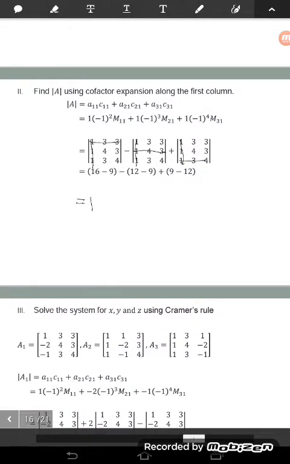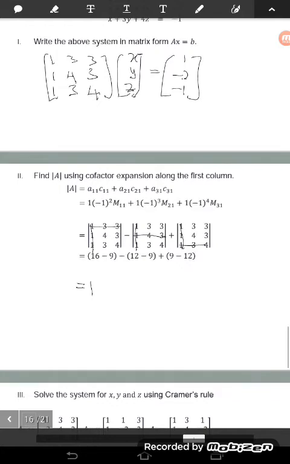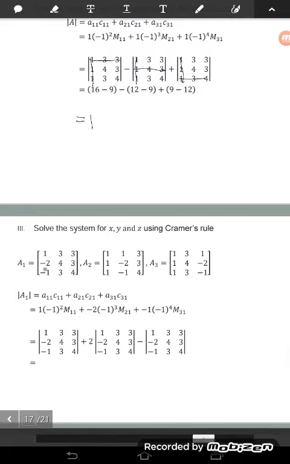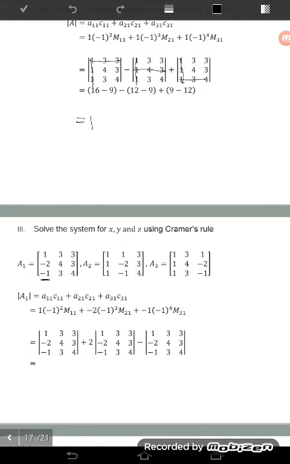Okay, so next, number 3. Solve the system for x, y, z using Cramer's rule. Using Cramer's rule, first we need to find A1, A2 and A3. For A1, we substitute the matrix B, which is 1, negative 2, negative 1, in the first column. And then for A2, we substitute the matrix B in the second column, and for A3, we substitute matrix B in the third column. And then find the cofactor of matrix A1.